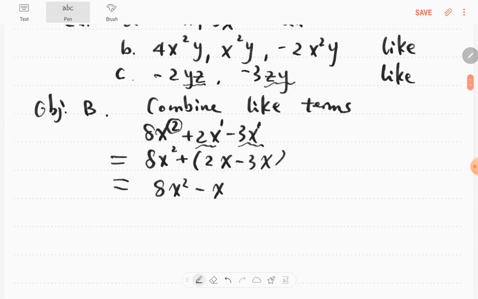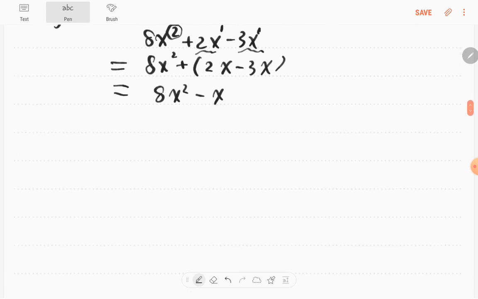Let's check another one. Only the like term can be combined. If they are not, then we cannot combine anymore. Because this is x squared, this is x. Although they have the same variable, but the power is not the same, so they are not like term. We can just stop here. Okay, let's check another example.